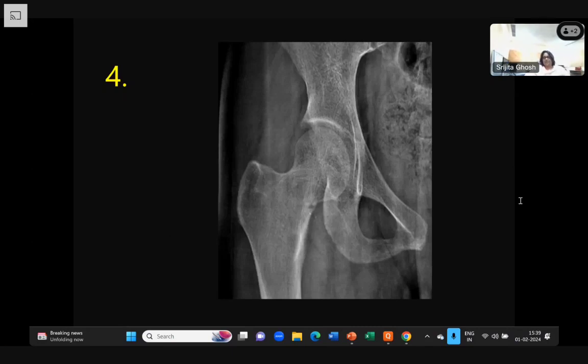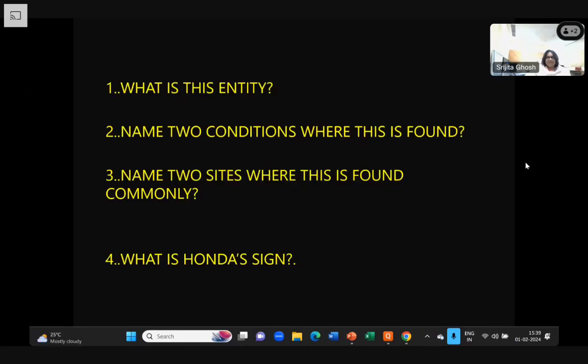Pain, hip joint. Let's see who gets this. Again, very easy. Raviraj has got it. Okay. Name 2 conditions, Raviraj, fast.